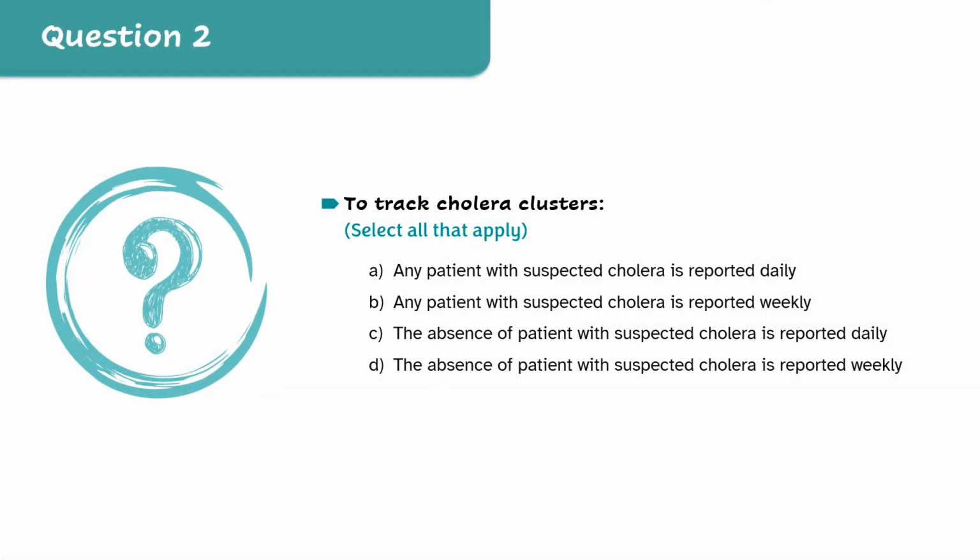Question 2. Select all that apply. To track cholera clusters, A. Any patient with suspected cholera is reported daily. B. Any patient with suspected cholera is reported weekly. C. The absence of patient with suspected cholera is reported daily. D. The absence of patient with suspected cholera is reported weekly.